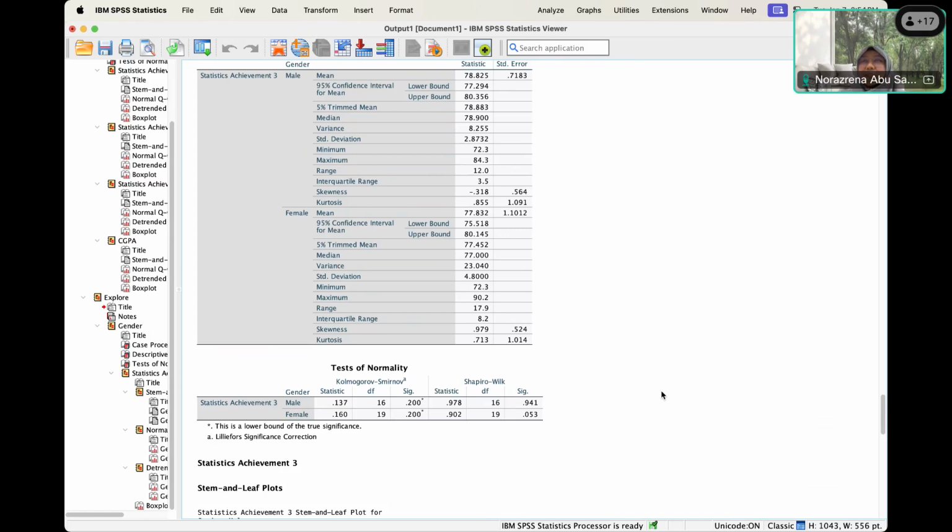Nowadays, because ANCOVA is sometimes quite difficult to interpret, some researchers prefer to just compare the post-test between two groups, the control and the experimental group. Or they just calculate the difference between the post-test and the pre-test and then compare. For two groups, they just use the independent sample t-test. It's easy.